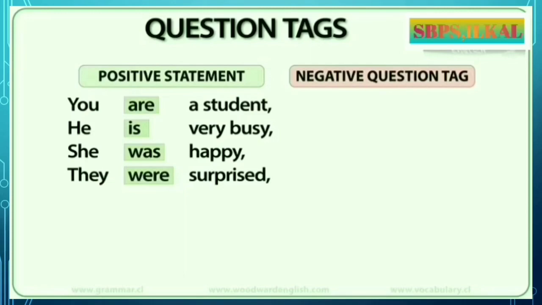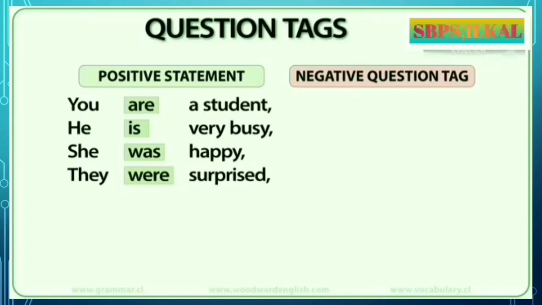Now let us look at more examples of the first rule of question tags. Here 4 examples are given. Read them. You are a student. These are all positive statements, so the question tag will be negative. So first one, can you guess? You are a student. He is very busy. She was happy. They were surprised. Very easy to identify them.